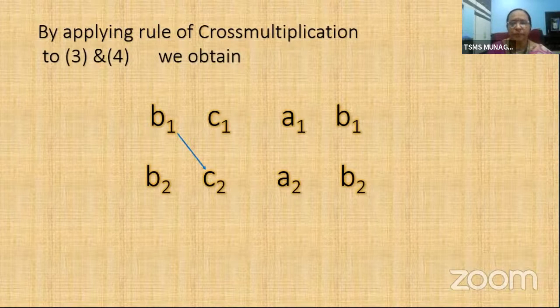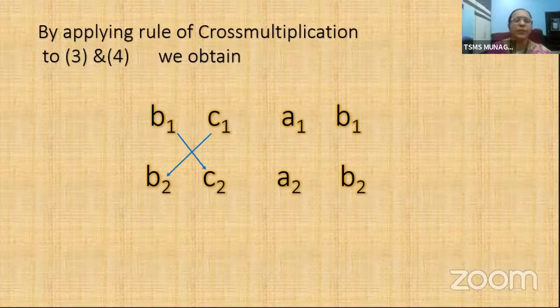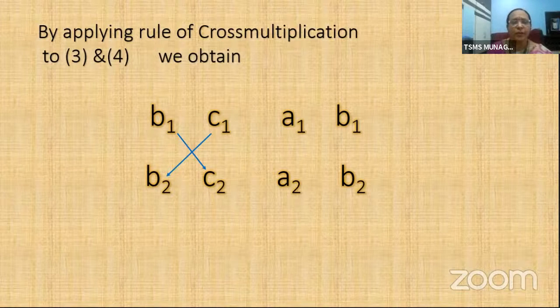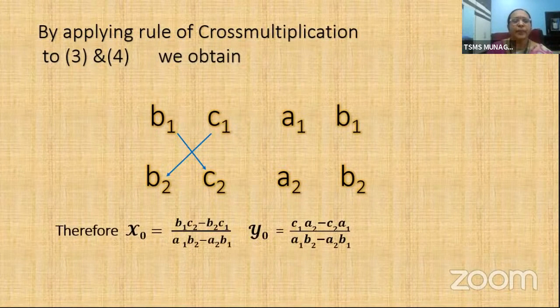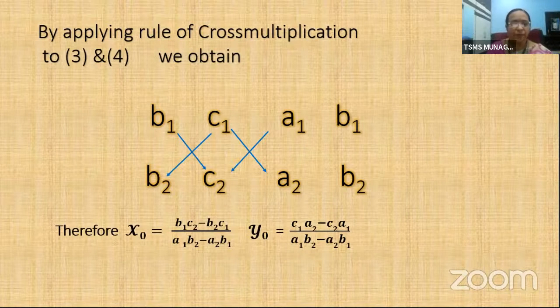Multiply b1 with c2 and subtract b2 c1 from it. So b1 c2 minus b2 c1. That becomes the numerator of the x coordinate. Now the next product, c1a2 minus c2a1, becomes the numerator of the y coordinate. This is how we can simply remember the formula instead of the cumbersome formula seen previously. Now the denominator is the cross product of the last one, which is a1 b2 minus a2 b1.